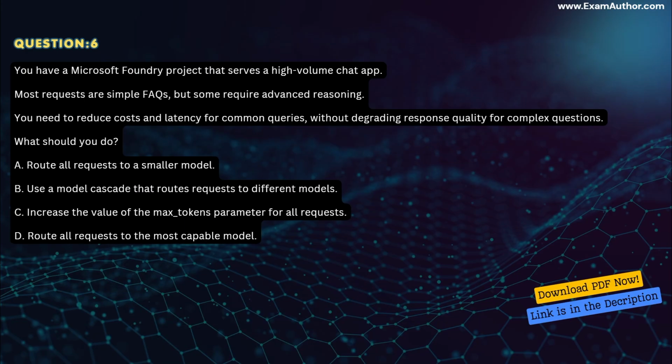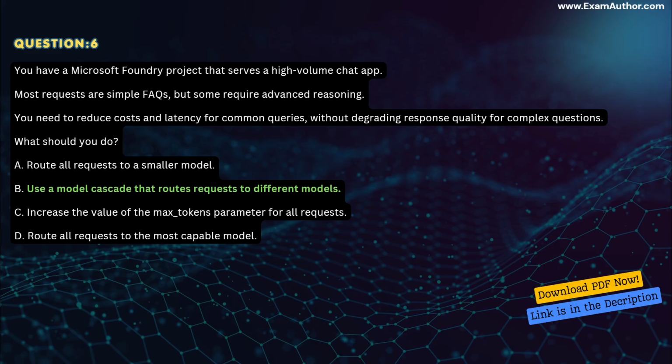Question 6. You have a Microsoft Foundry project that serves a high-volume chat app. Most requests are simple FAQs, but some require advanced reasoning. You need to reduce costs and latency for common queries, without degrading response quality for complex questions. What should you do? A. Route all requests to a smaller model. B. Use a model cascade that routes requests to different models. C. Increase the value of the max_tokens parameter for all requests. D. Route all requests to the most capable model.